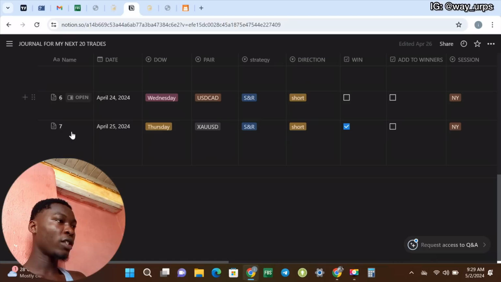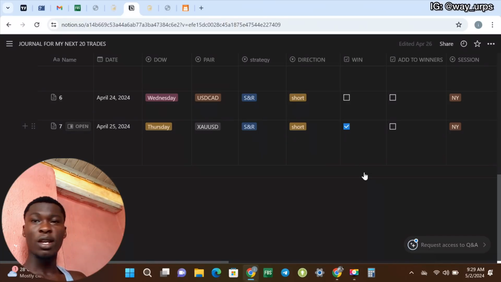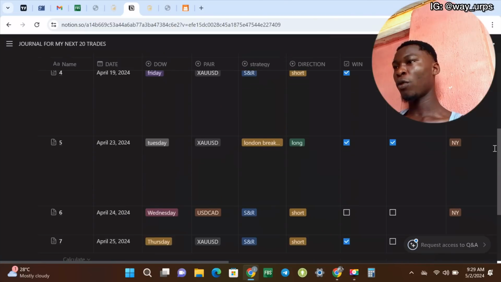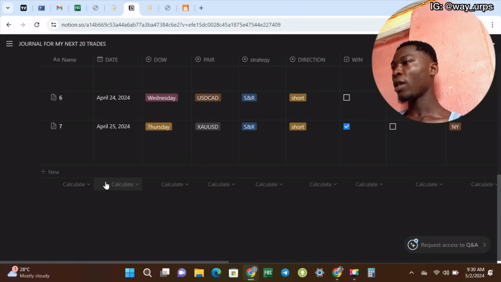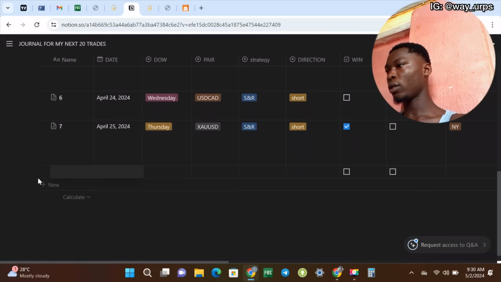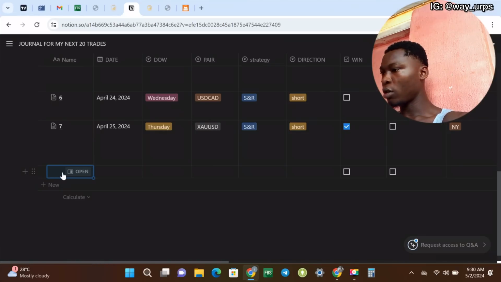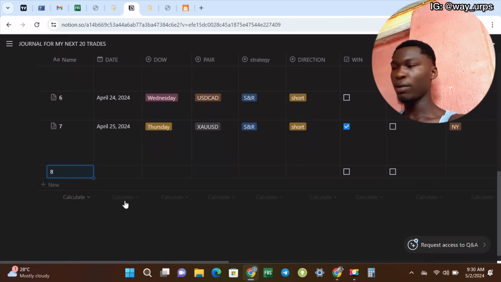So as you can see, I've taken 7 trades in the 20 trade sample I'm trying to do here live. So I've won about 3 of them. So let's see. Let me document it. No, let me start with the number. The number is 8. It's the 8th trade.